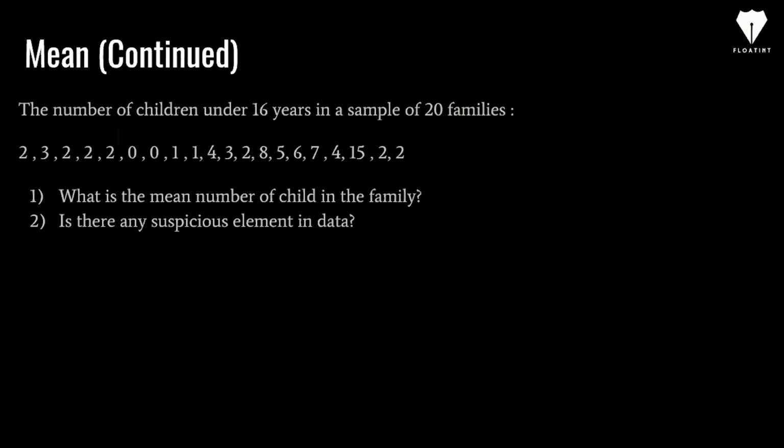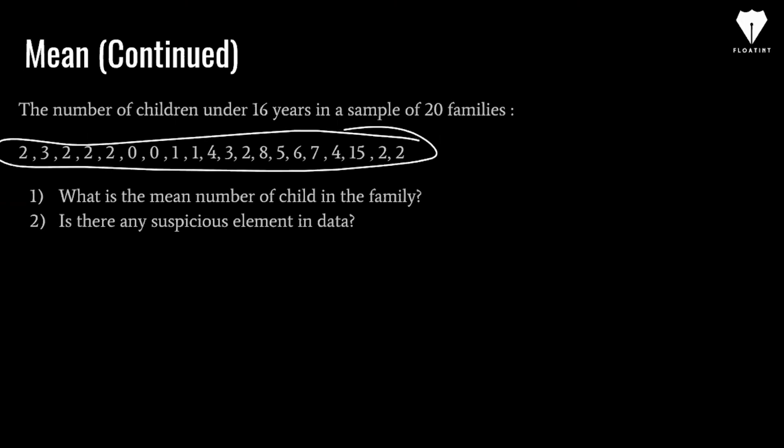So here is a small question, you can try it out for calculating the mean. It says the number of children under 16 years in a sample of 20 families is this. How do you calculate the mean of it? You'll just make a frequency distribution table for this data, and then you can calculate the mean in a similar way. The second question is, is there any suspicious element in the data? We will come to this part after discussing the median.